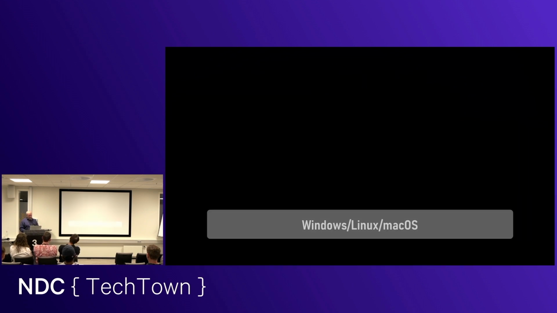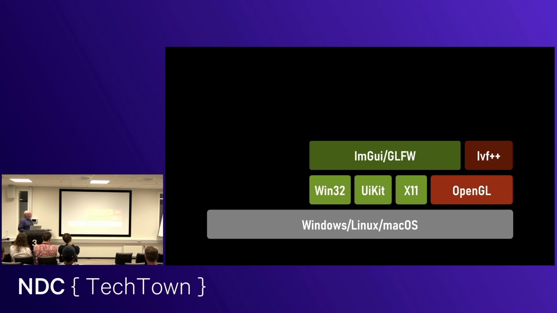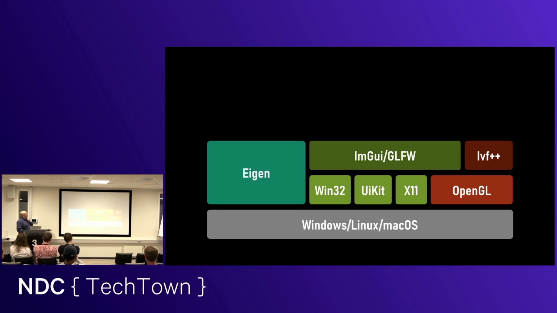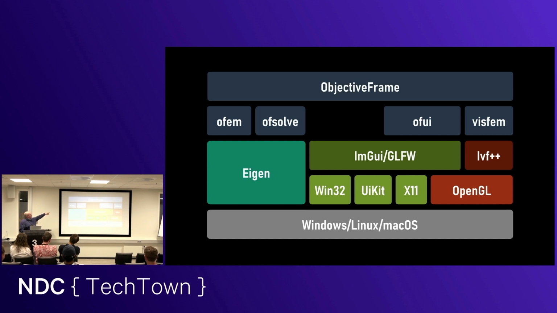So what we have now is a base part here with Windows, Linux, and Mac. We have OpenGL, we have IVF++, we have ImGui GLFW, so that replaces the FLTK stack. We have Eigen, OFEM, VisFem, OF solve, OF UA. So I divided it up. I added a special library for the solvers, so I didn't interfere with the rest of the code. And I also have an OF service here for the backend interface to access it externally. So that is the web service.